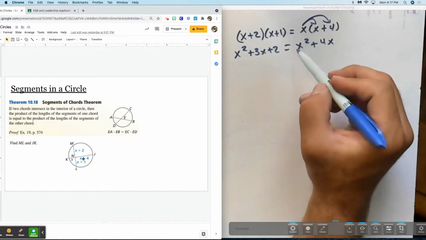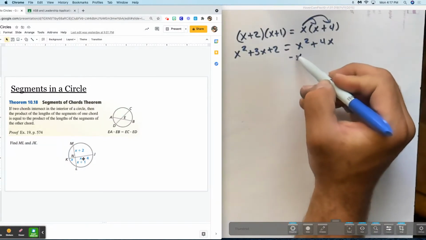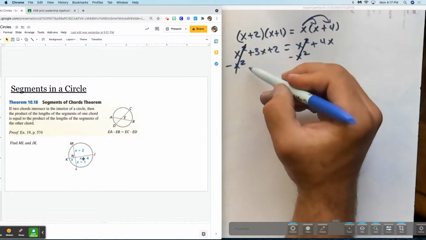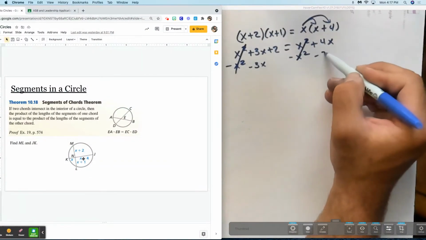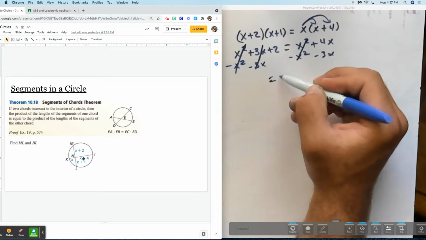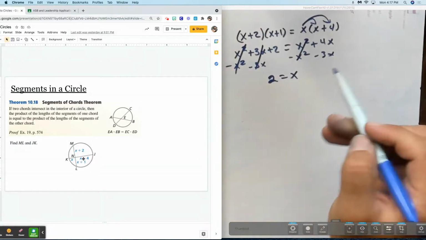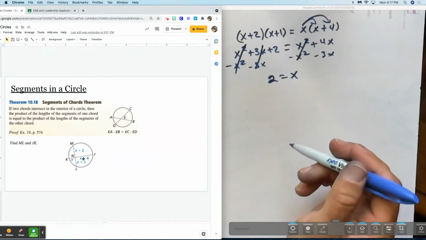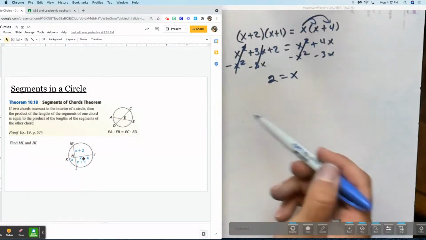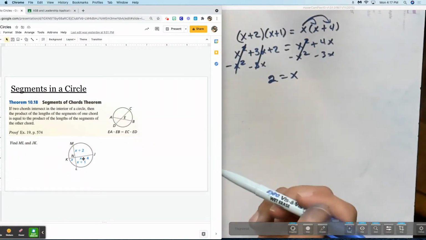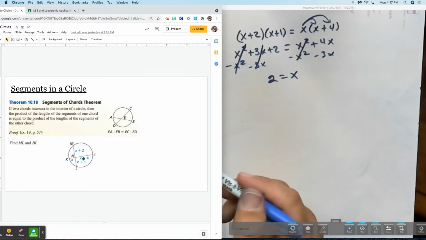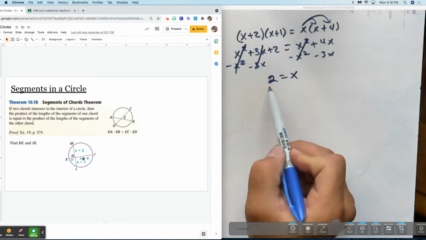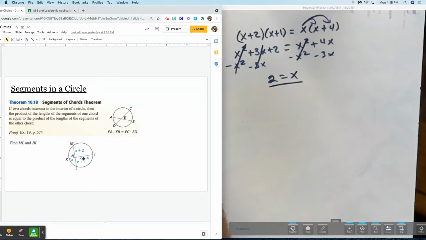Then we just solve the algebra. We subtract x squared from both sides to cancel that, and then we subtract 3x from this side. That cancels, and we get 2 equals x. Now that we know x equals 2, we can answer the question that says find ML and JK. I trust that you can just plug those into MN and NL and KN and NJ to find that. But that is how we would find the value of x right there. Okay, so that's the first problem here.